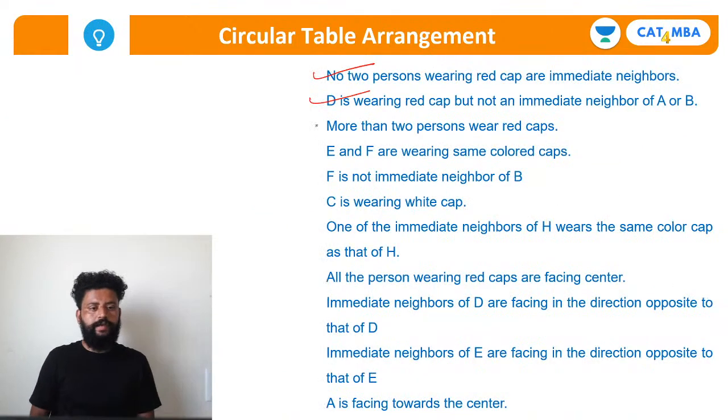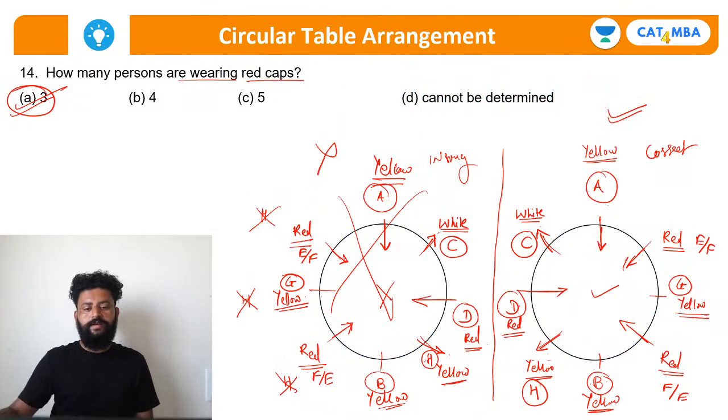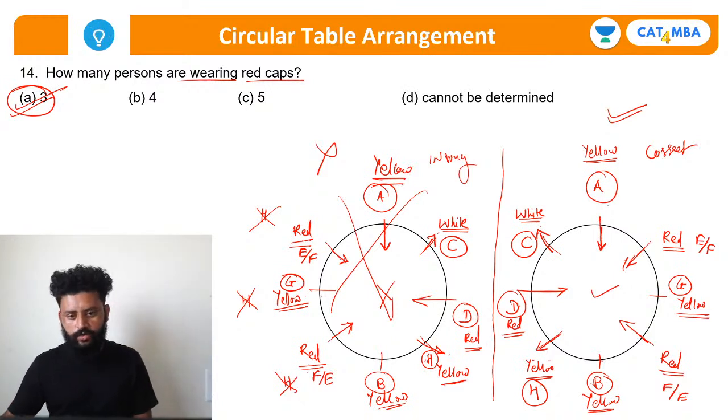After that, no more than two persons wear red. That's taken care. E and F are wearing the same. That is also done. F is not the immediate neighbor of B. That is also taken care of. Look at this. B is here. F is not, it's not taken care of because E and F are not the neighbors of B. Means that should definitely be.